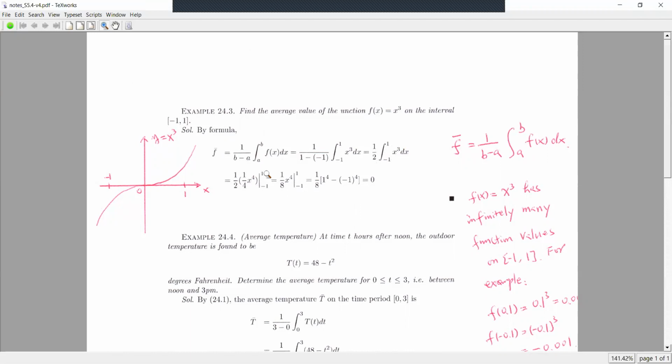Before I plug in 1 for x and -1 for x, let me simplify the coefficient. 1/2 times 1/4 is 1/8. Now, plug in 1 for x, plug in -1 for x, then take the difference. This number is 0. Yes, by the formula, I get the average function value is 0. This confirms what I observed. My guess is 0.